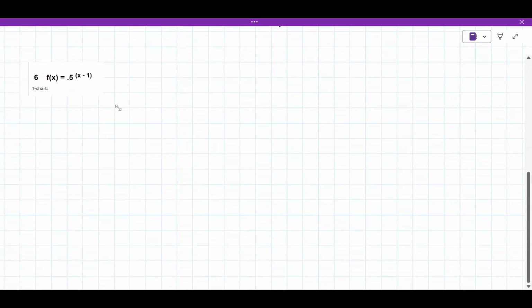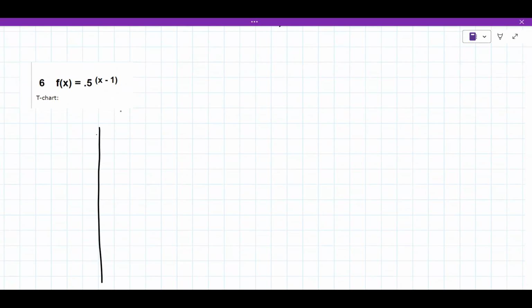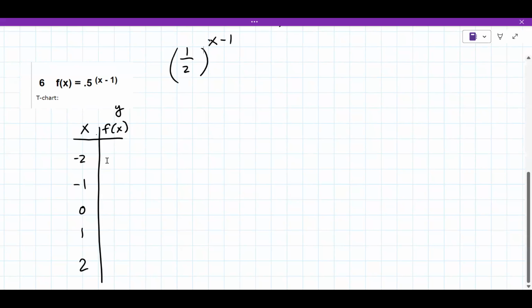Okay. So for 6, we're going to start with a t-chart like we did in the previous problem, just meaning that you have x and then f of x or y values. The instructor is very clear. Hey, you've got to use these values here. These are not always the best values, but we're going to go with them because that's what they want. Rather than writing a 0.5, I'm going to go 1/2 to the power of x minus 1 like this, just to make it a little bit more clear when we do this.